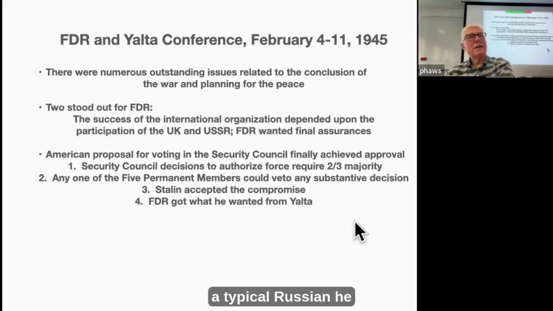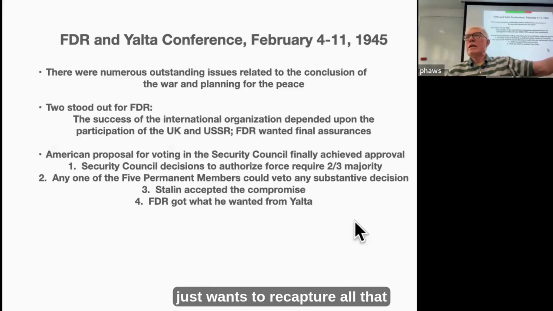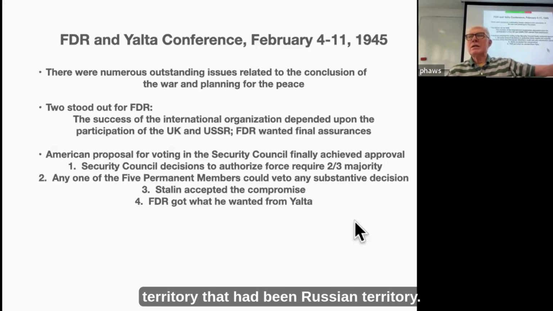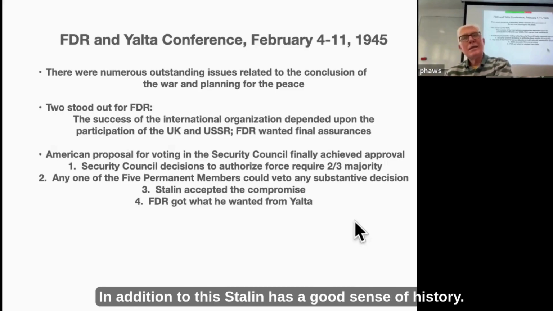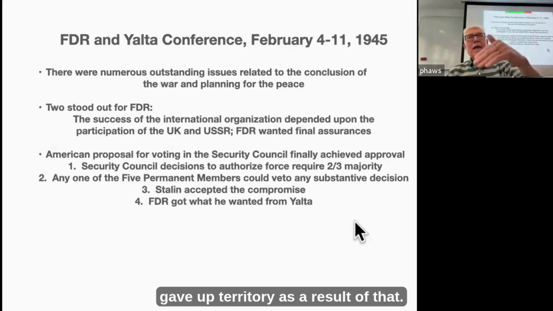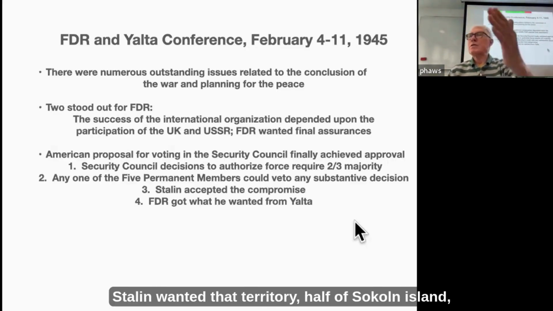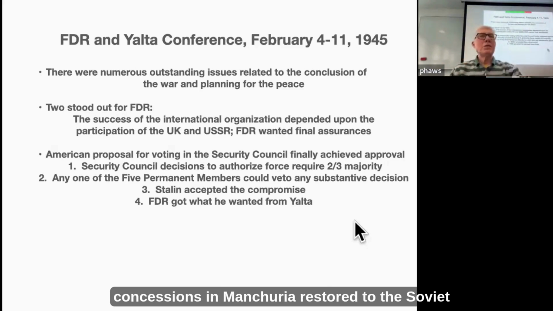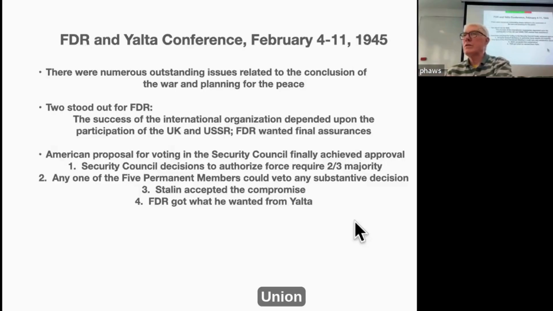All as a typical Russian, he just wants to recapture all of that territory that had been Russian territory. In addition to this, Stalin has a good sense of history. Russia had lost a major conflict with Japan in 1904 and gave up territory as a result of that. Stalin wanted that territory, half of Sakhalin Island, concessions in Manchuria, restored to the Soviet Union.